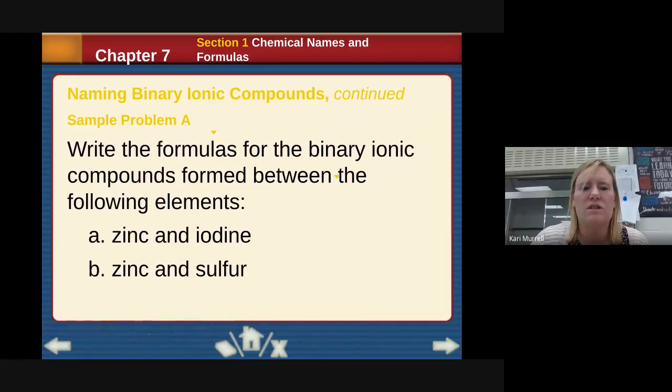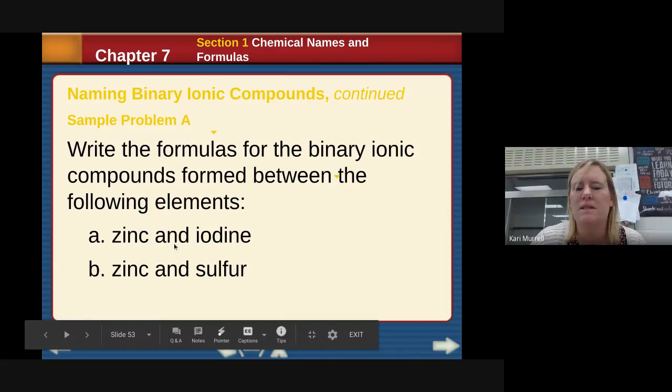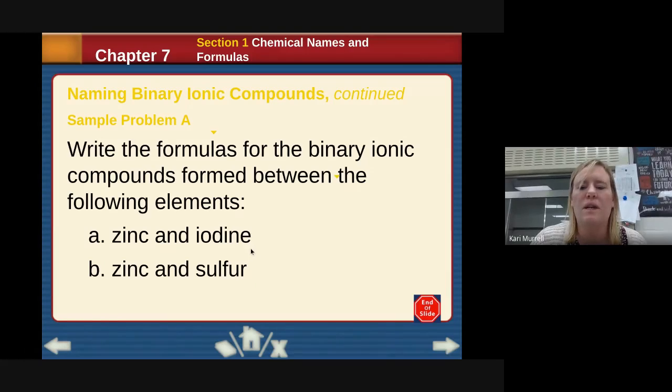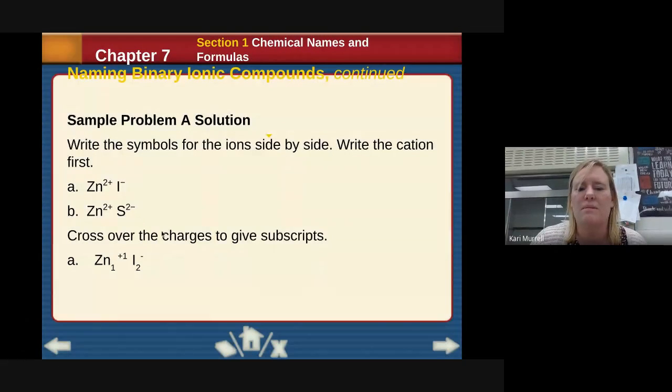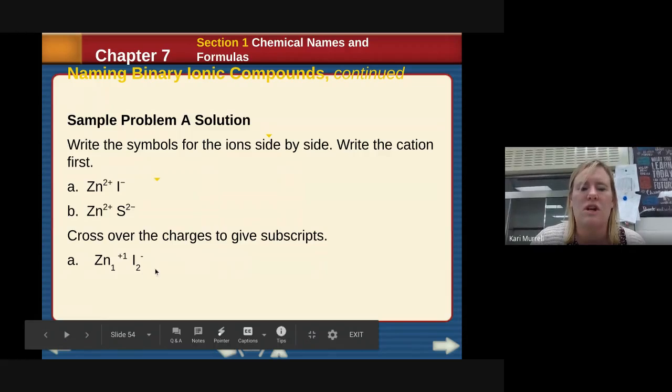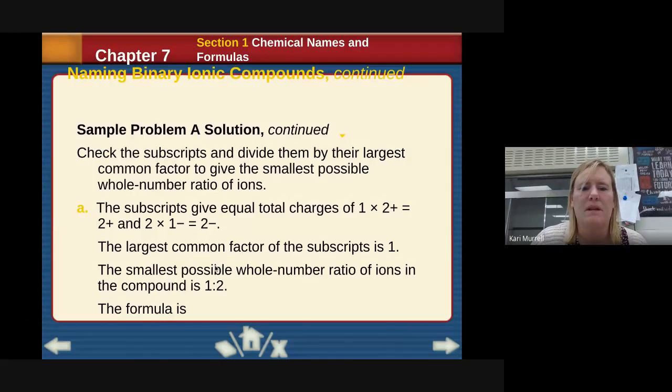All right, so when we write formulas for binary ionic compounds between the following elements, if we were to do zinc and iodine and zinc and sulfur, we would just write them like this. So zinc, we're going to crisscross the charges, and for sulfur, same thing. When we have them have the same charge, though, we are going to omit them. So hopefully that makes sense.